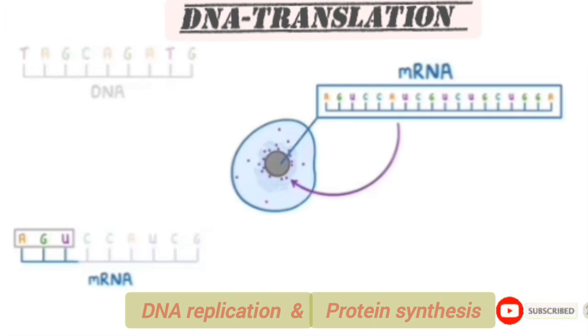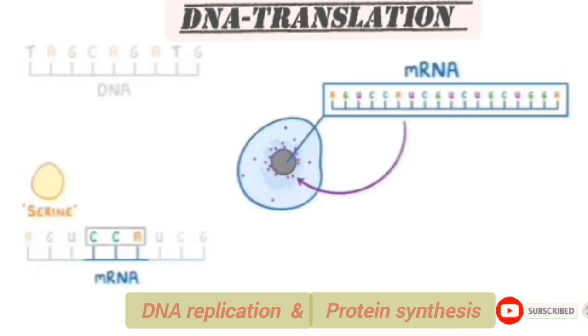For example, AGU codes for the amino acid serine, while CCA codes for proline. These are just examples, you don't have to memorize them.